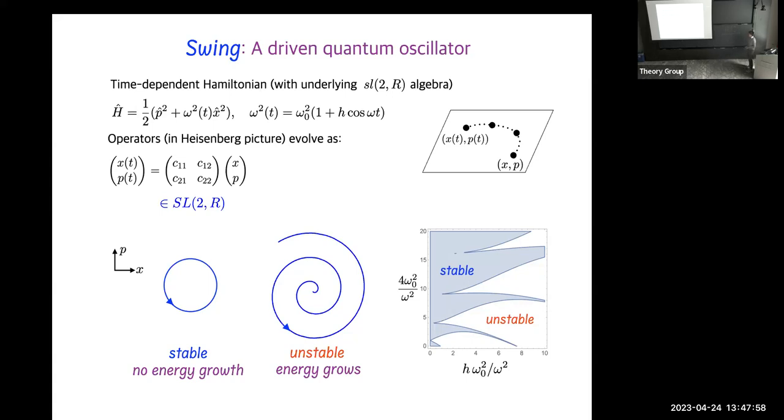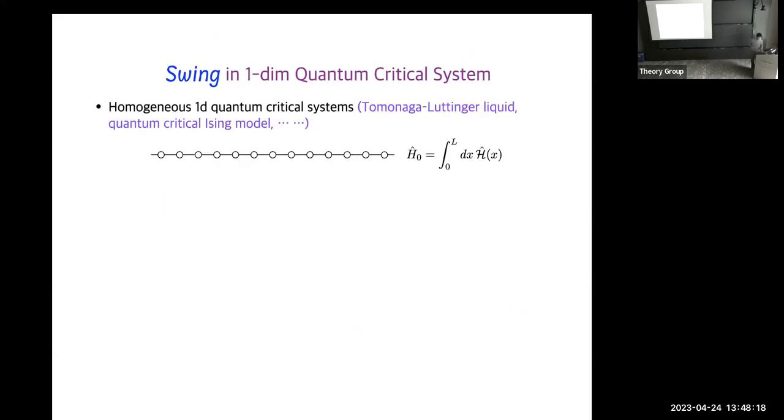Yeah. So based on this operator evolution, we can have two different phases. One is stable and the other is unstable. Okay. This is simply a very simple picture of how to play swing. Okay. But the topic today is we want to study the one-dimensional CFT. Okay, but the question is how to play swing in the one-dimensional CFT.